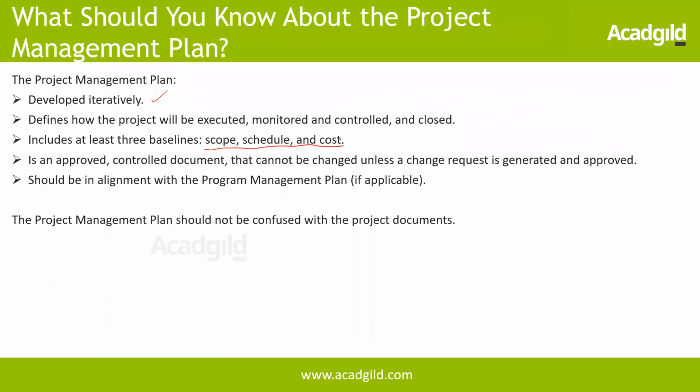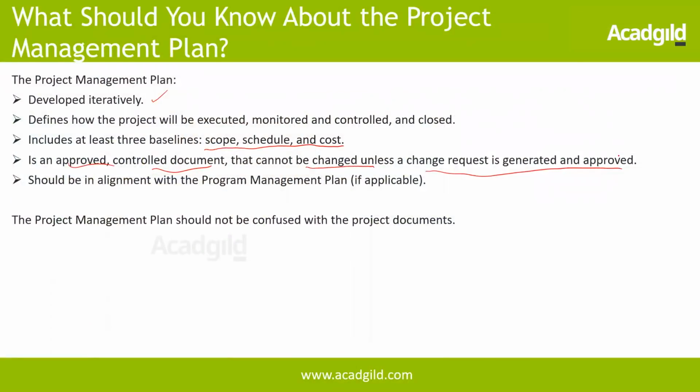So this project management plan is an approved, controlled document, and it cannot be changed unless a change request is generated and approved. Which means that it's a living document which can go through a change, but in a controlled manner, where you introduce a change management process. And once I baseline a document, I will not be able to make a change unless it goes through a proper change request process. It should be in alignment with the program management plan if applicable. If my project is part of a program, then my project management plan should be in line with my program management plan. It's not necessary that all projects need to be part of a program anyway.